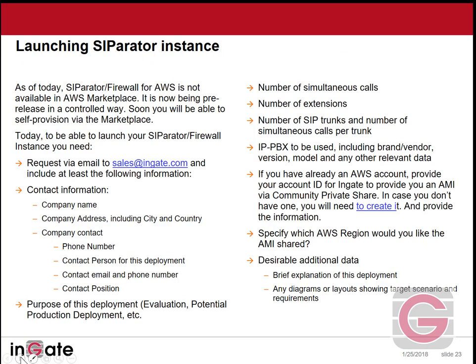As of today, SIParator for AWS is not yet available through the AWS Marketplace. It is being pre-released in a controlled way right now, and there is a process that needs to be followed in order to get the AMI that is going to be used for installing your first SIParator. It will soon be available via the marketplace for self-provisioning. So in order to launch it today, you need to follow some steps.